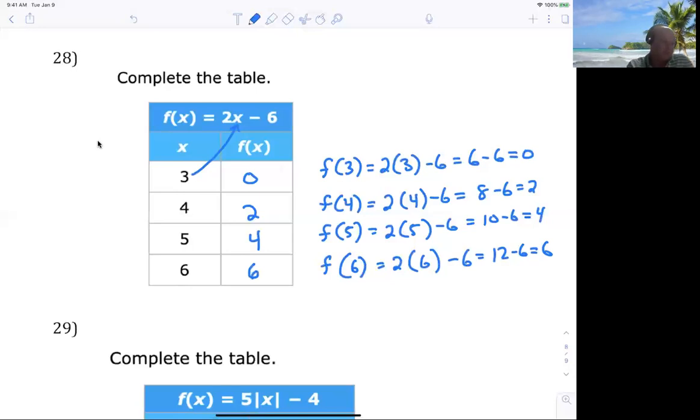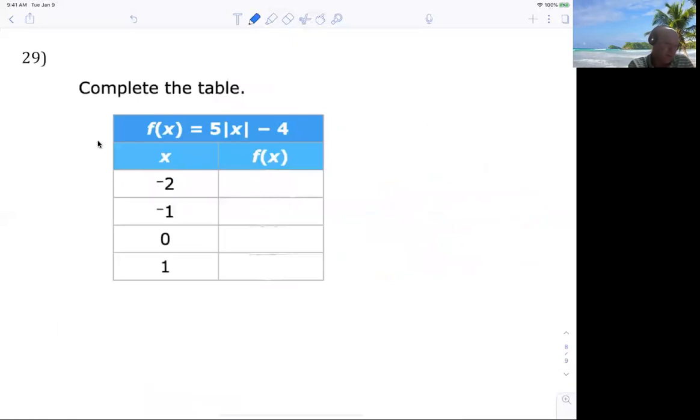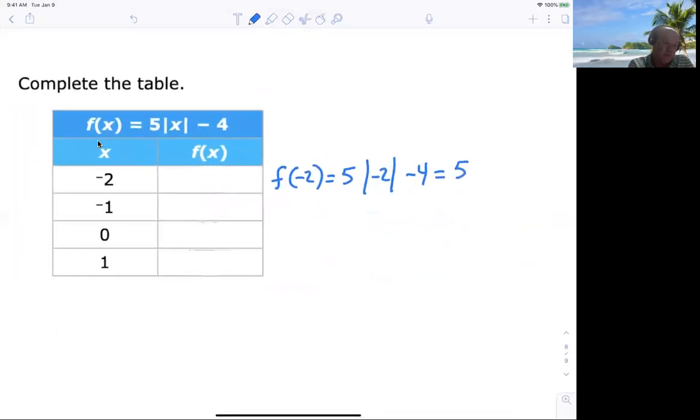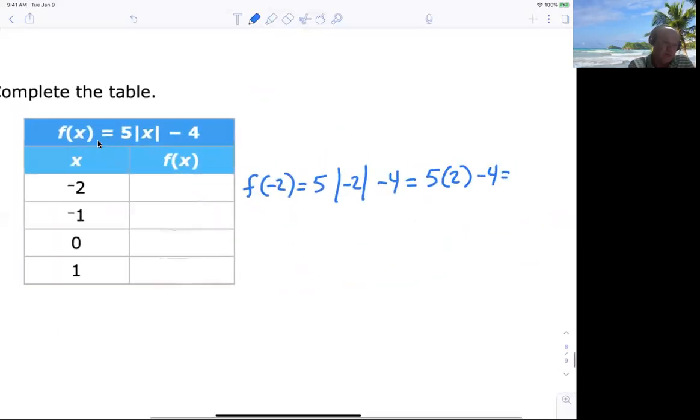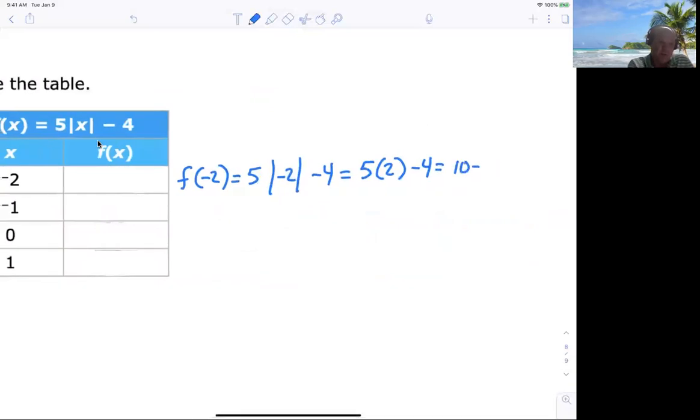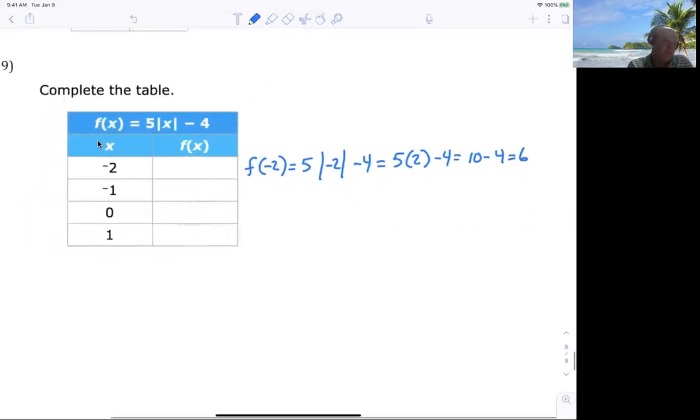Let's go over to this one. So we say f of negative 2, 5 times absolute value of negative 2 minus 4, 5 times 2 minus 4, 10 minus 4 equals 6. So f of negative 2 is equal to 6. Don't forget absolute value. Anytime you take the absolute value, it just makes it positive.